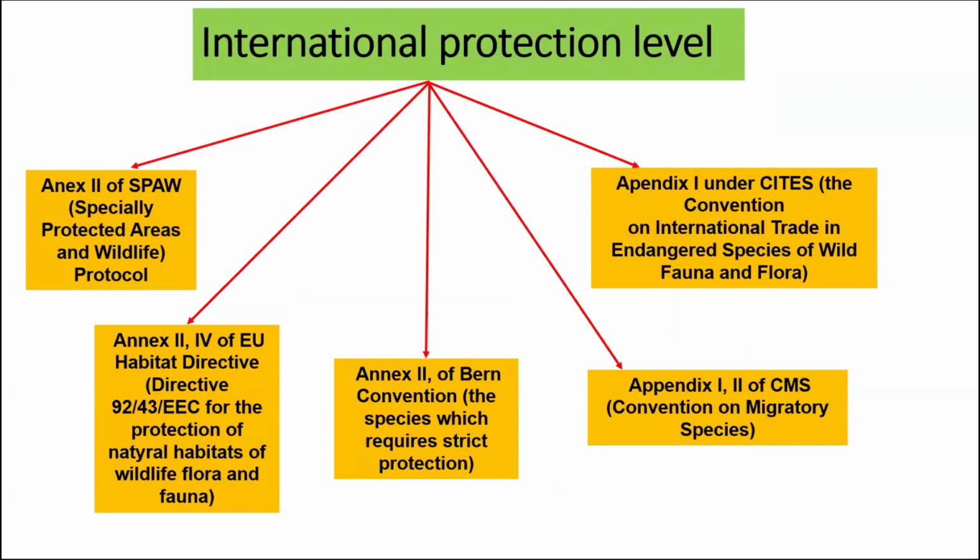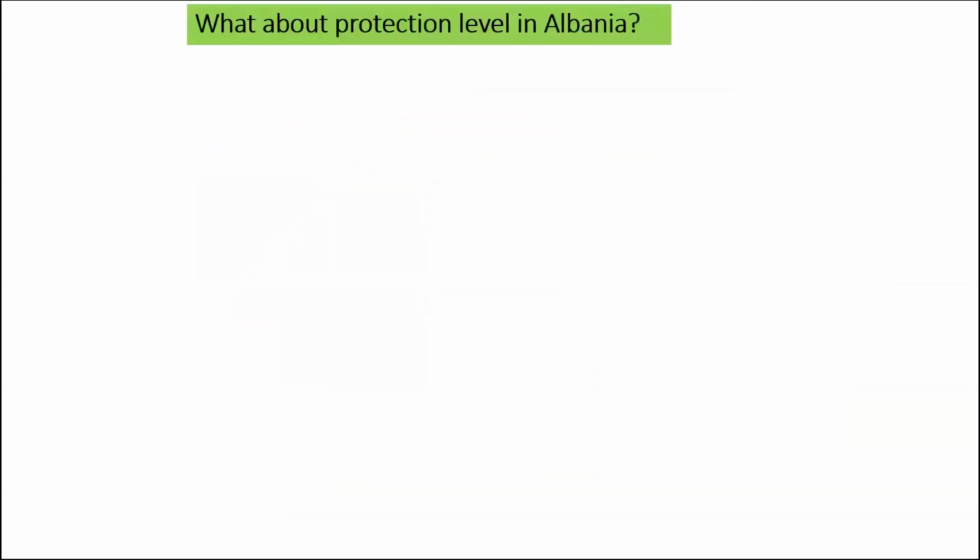part of Annex 2 and 4 of the EU Habitat Directive, which is very important to design the Natura 2000 network. For us in Albania, we are preparing this Natura 2000 network because we are not yet entering the EU, but we intend to enter it. We have to have it ready, and this species will be considered very important.